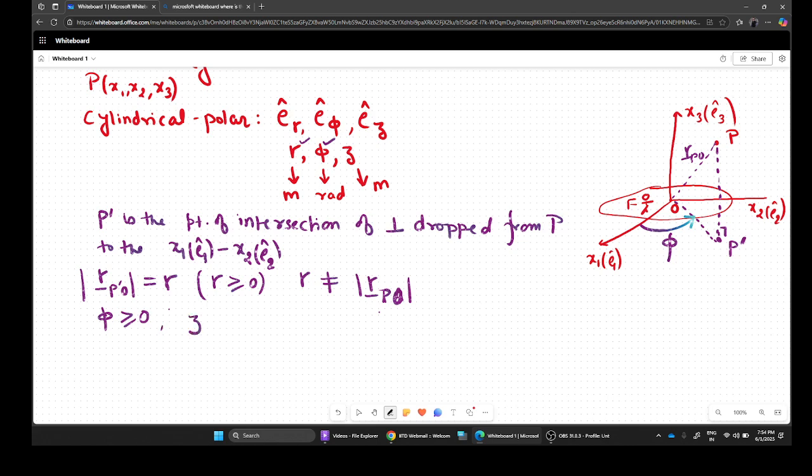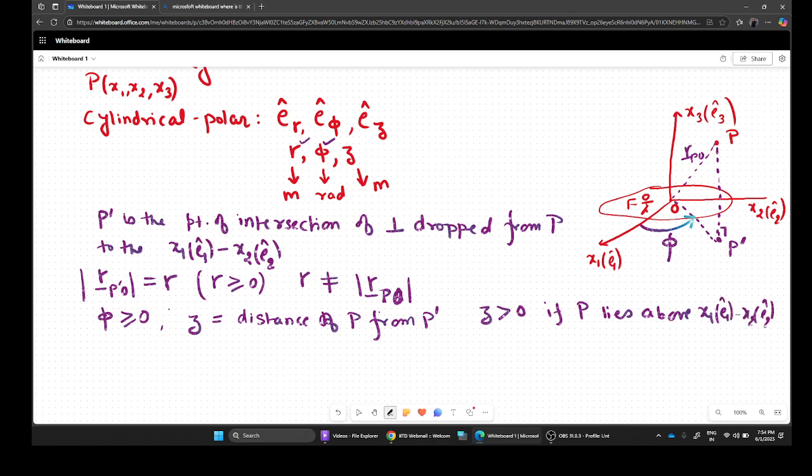What is z? z is the distance of P from P prime, and z will be greater than 0 if P lies above this plane, where the word above means on this side. z will be less than 0 if P lies below this plane.